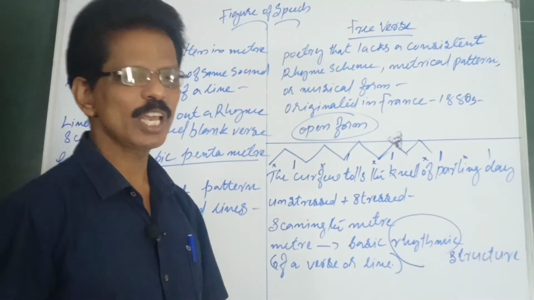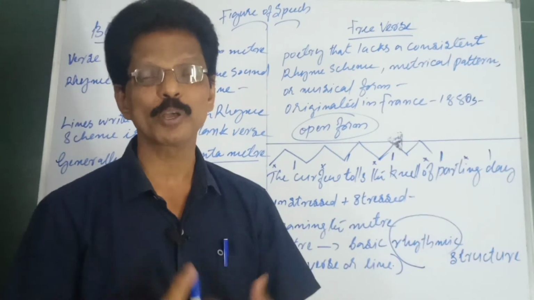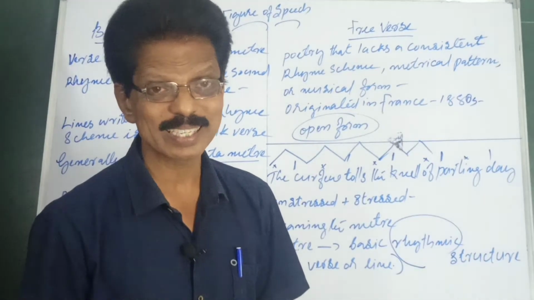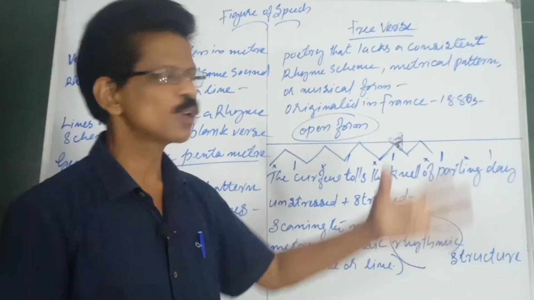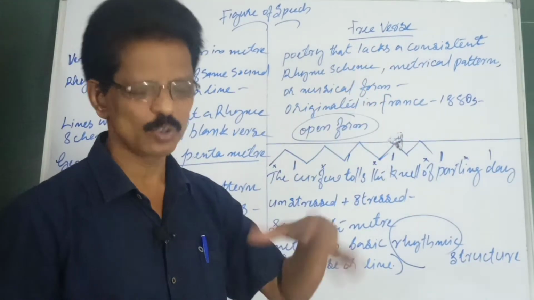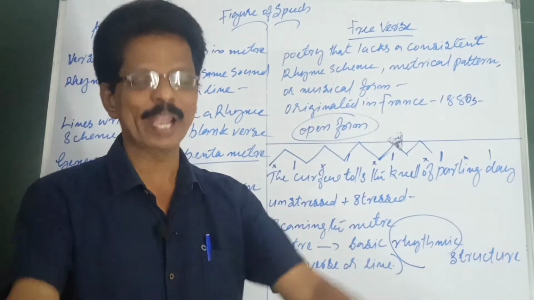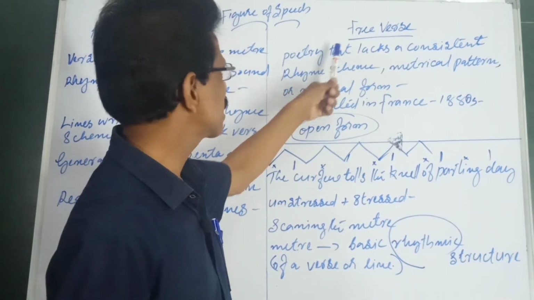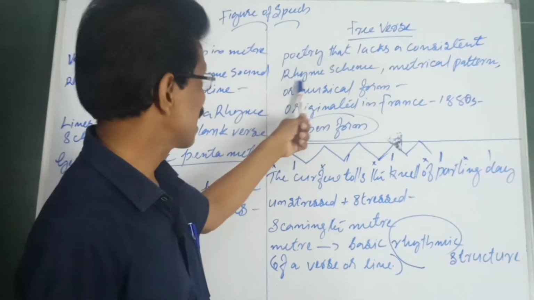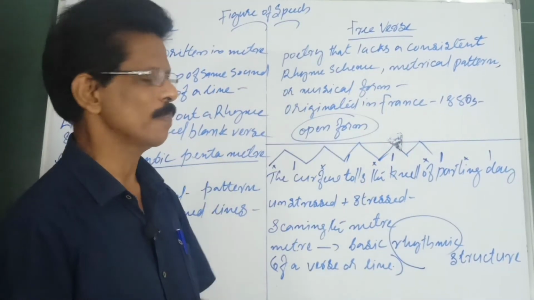Now, we were told poetry is the spontaneous overflow of powerful emotions recollected in tranquility. Overflowing from the mind, there is no need of any structure or rules. You have to write from your heart. What is in your heart should be overflowing. So free verse is poetry that lacks a consistent rhyme scheme, metrical pattern or musical form.